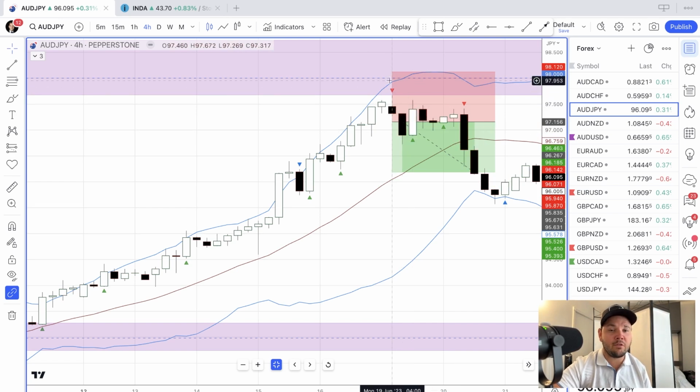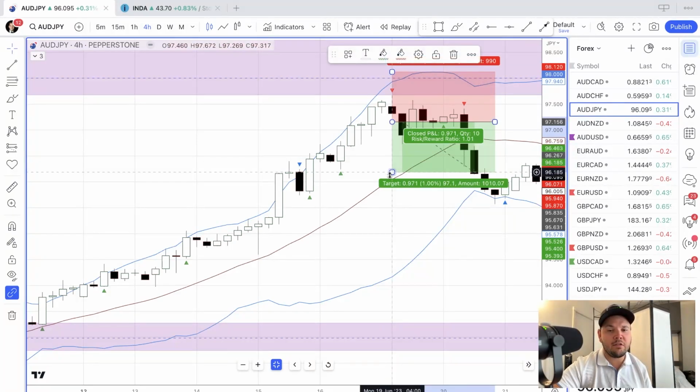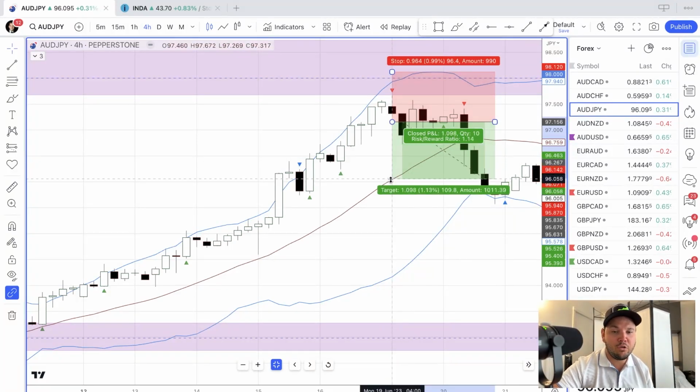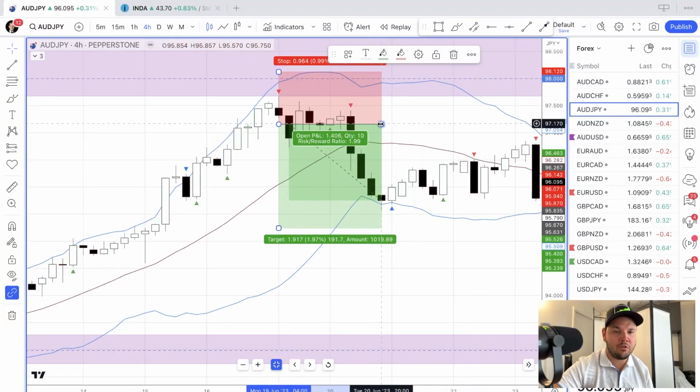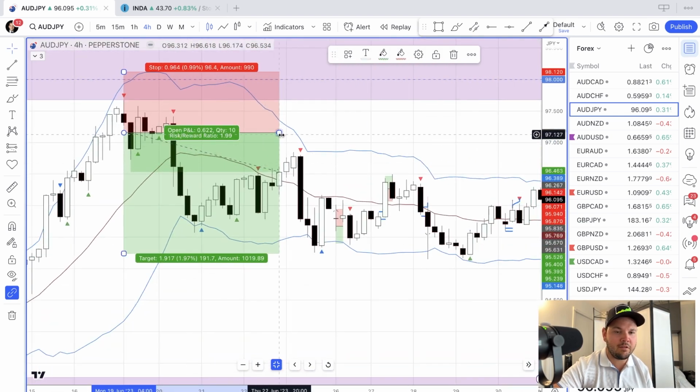You can see these triangles here show me the setup I look for. I just do a simple 1-to-1 for my first take profit, and 2-to-1 for my second take profit. 2-to-1 is right over here. Let's do this like this, and this one was also reached very easily, a little bit later, but still.